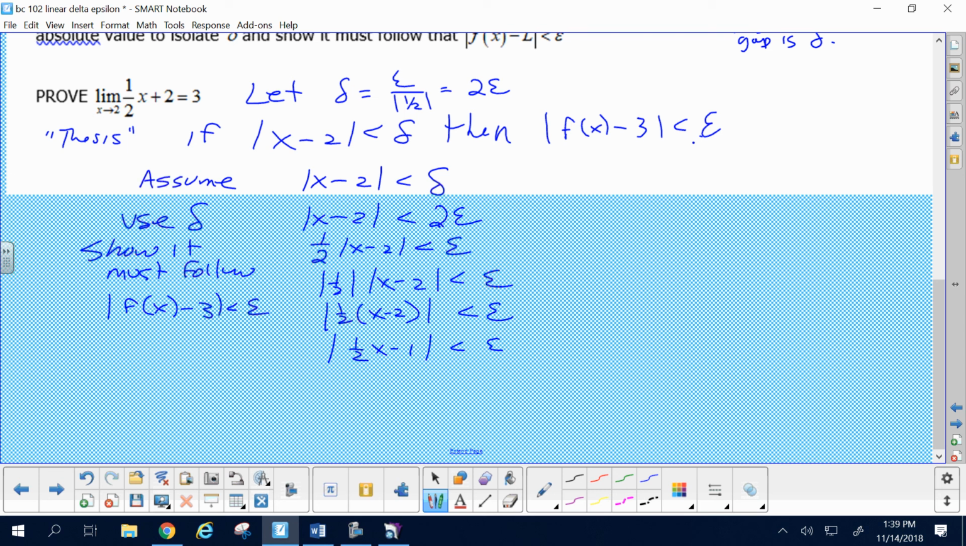Now, this is where it takes a little creativity. You're trying to get to f of x minus 3. Well, f of x minus 3, if I were to get there, wouldn't it be 1/2 x plus 2 minus 3? So how do I get from where I'm at to f of x minus 3? Well, obviously the half x is golden, but that guy, well, isn't negative 1 equal to plus 2 minus 3? And so it must be the case that the difference between the function and the limit is less than epsilon. That should get you started, and we'll pick up on Friday.